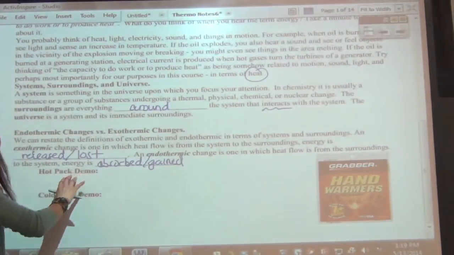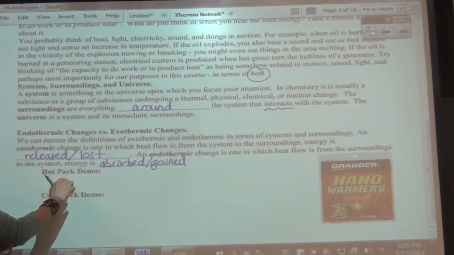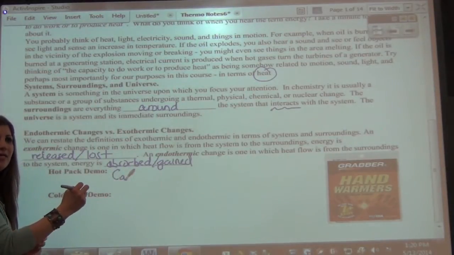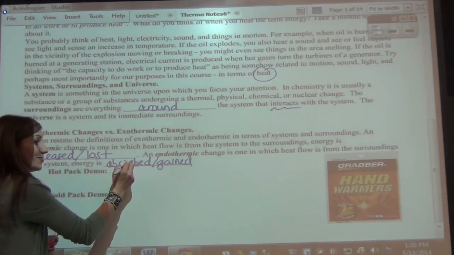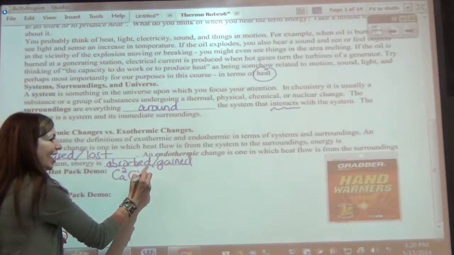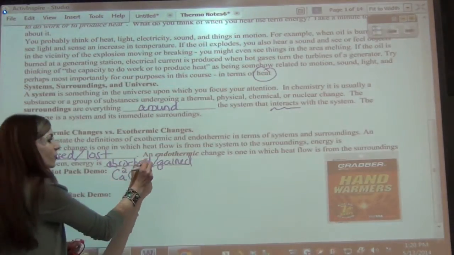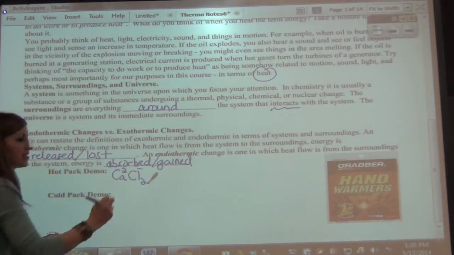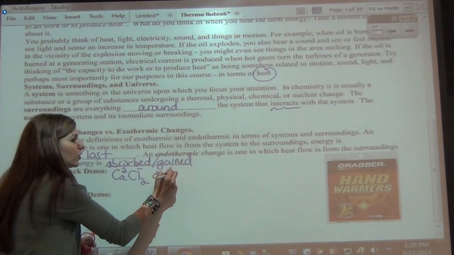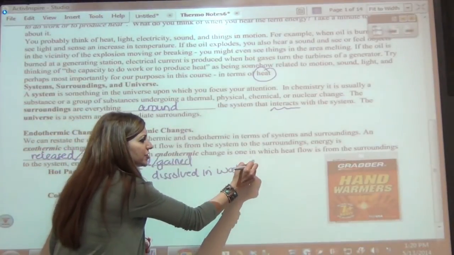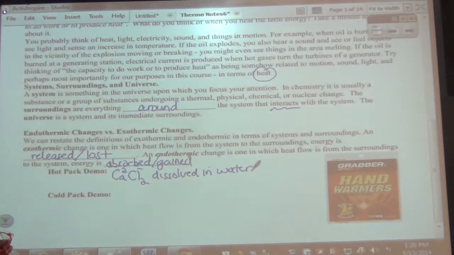The formula for calcium chloride is what? Calcium is just Ca, right? Anybody remember the charge of calcium? Plus 2. Nice. And chloride is Cl. Well, it'll be Cl2 because chloride's -1, so it's CaCl2. All we did was dissolve it in water. Okay? So it's just a process of just dissolving it in water.